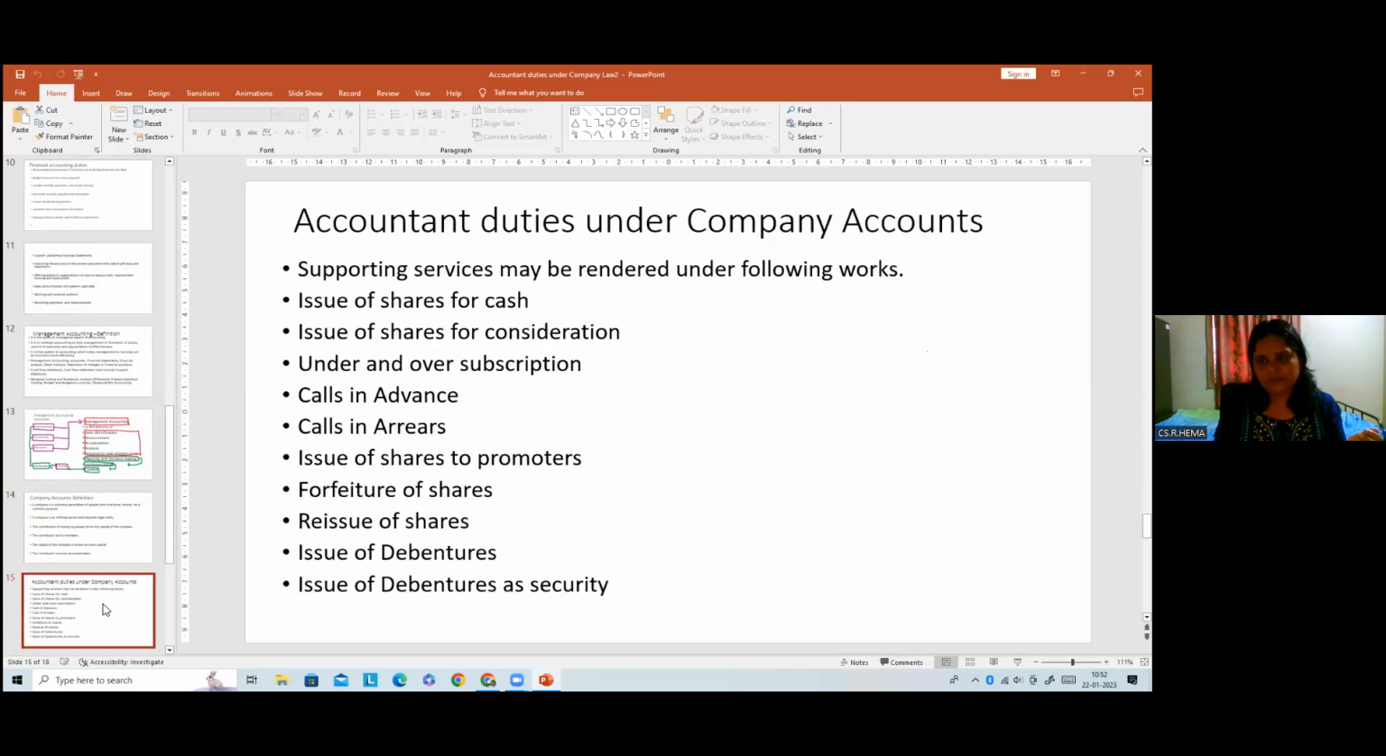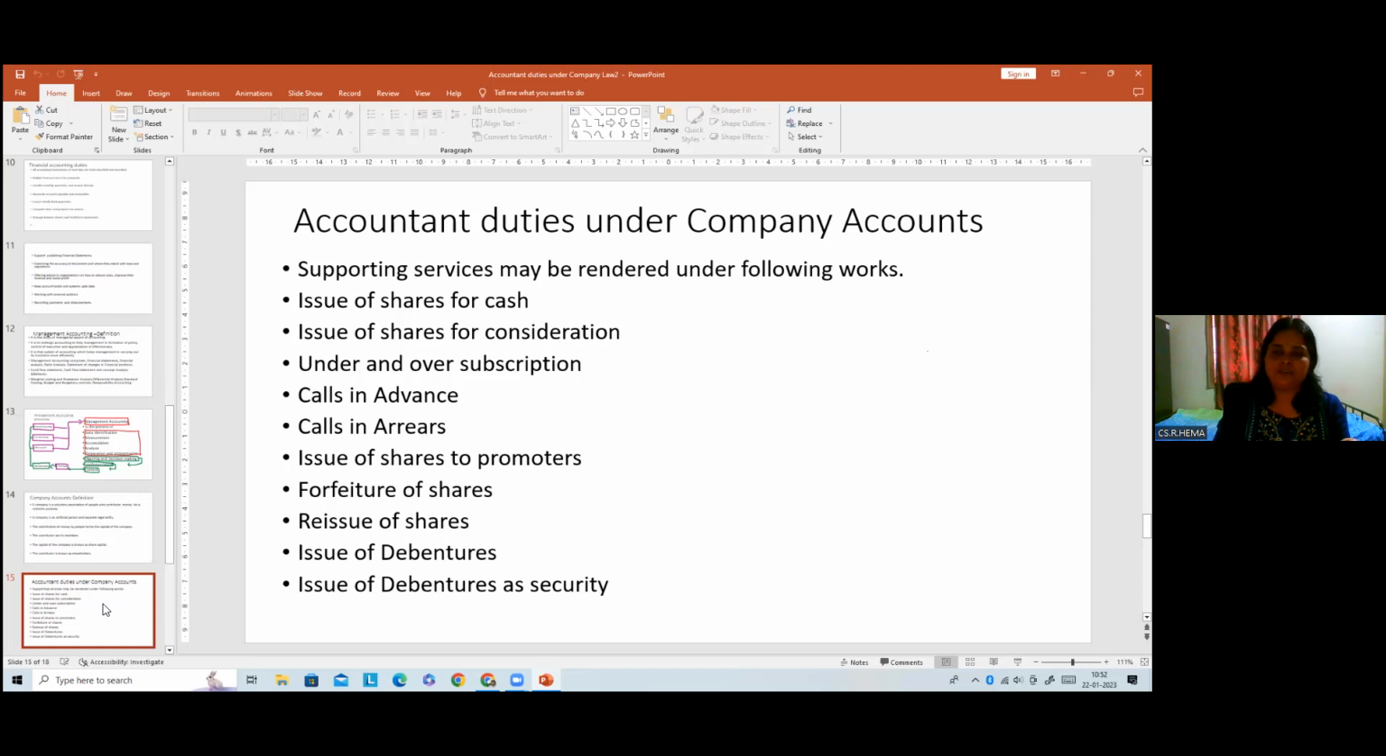We can set them also as shareholders. Supporting services may be rendered under the following works. Under company accounts, an accountant can do duty under the following topics. You would have come across them or not, I don't know, but you have an opportunity to work under these topics. But each and every topic has a separate organization to do this work. You can support that separate organization also.